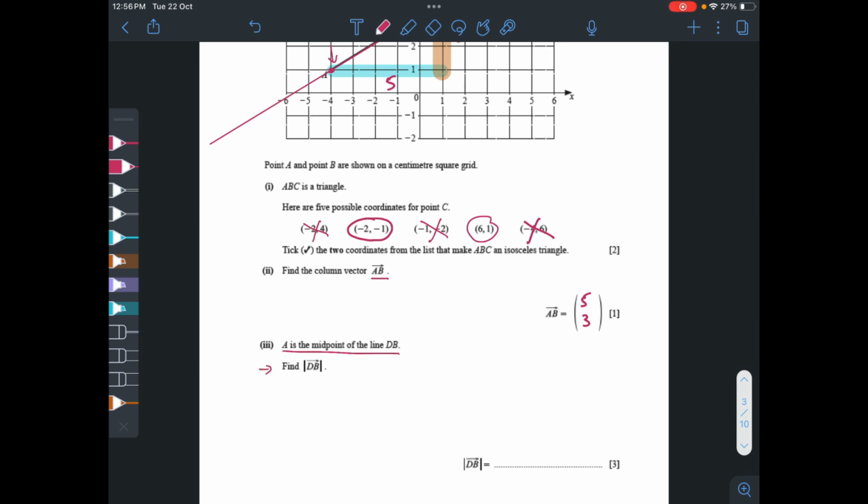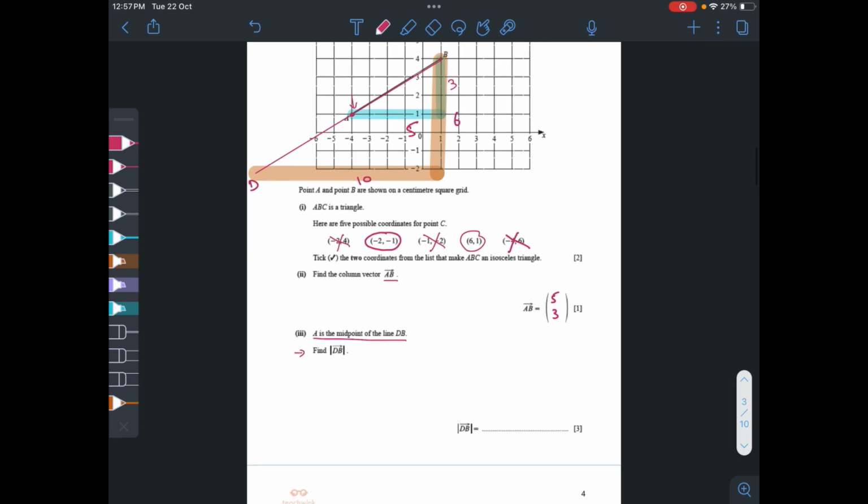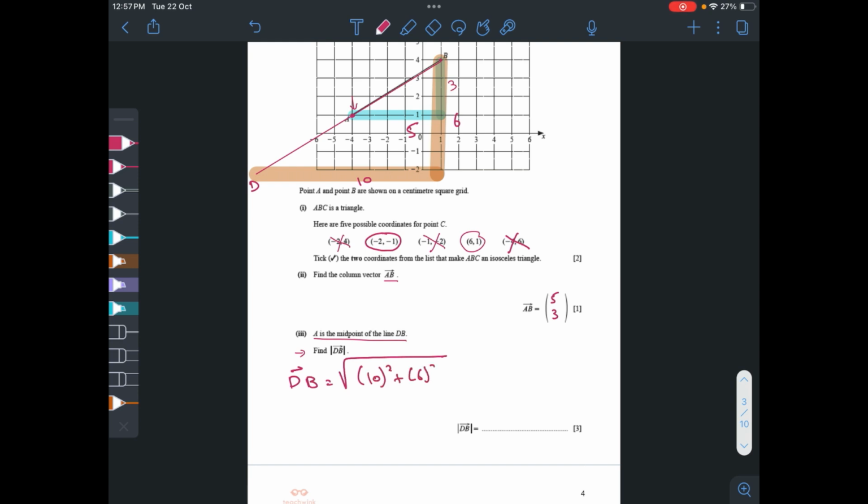Now, first of all, in order to find the length of DB, if A is the midpoint of DB, let's say D is over here, then if from A to B the horizontal distance was 5 units, then from D to B the horizontal distance would be 10 units. And then from A to B the vertical distance was 3 units, then from D to B the vertical distance would be 6 units. So technically we need to do DB is equal to the square root of 10 square plus 6 square. Let's see what that is.